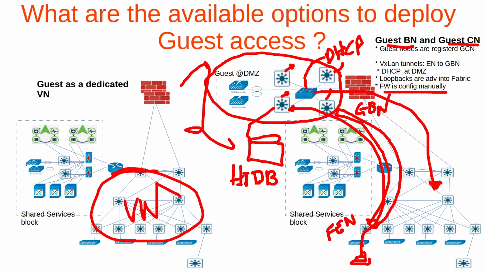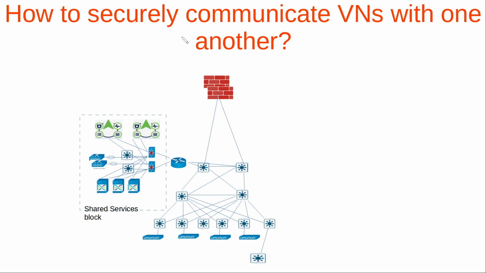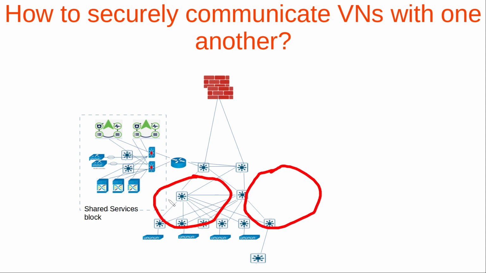Next question. How to securely communicate virtual networks with one another. So you might have the need at some point to be able to communicate users or devices that live in one virtual network X to users or devices that live in virtual network Y. For some odd reason, you might want to do that. And the best way to do it is to do it through a firewall.